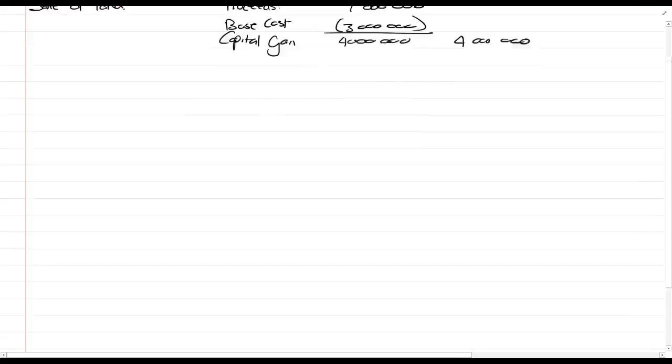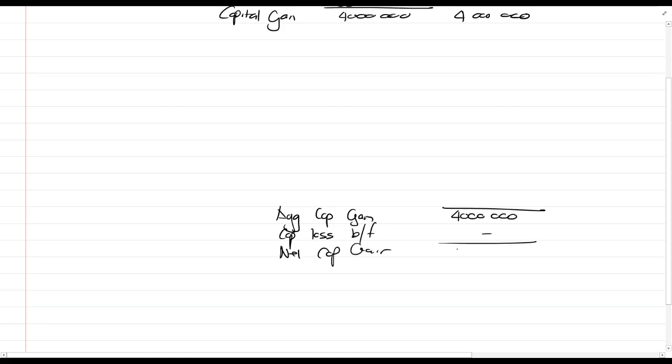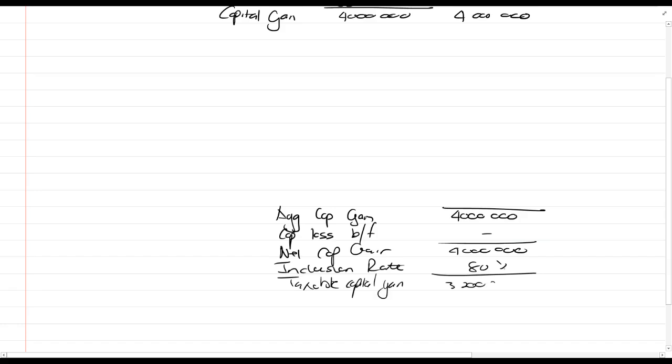Okay, we add up everything in our CGT column. This is called my aggregate capital gain. Any capital loss brought forward, nothing, gives me a net capital gain. And I'm doing this just for now the long way around, just to show it's exactly the same. We have an inclusion rate of 80%, and that gives us a taxable capital gain of 3.2 million rands.